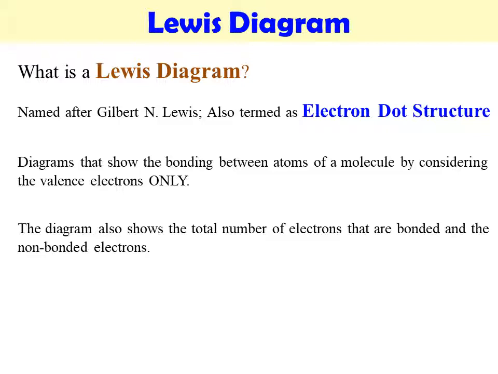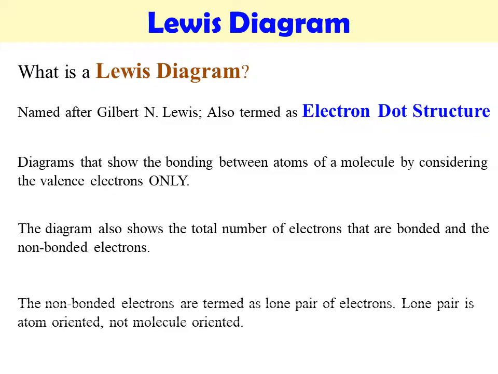That molecule can be a molecule of an element, or it can be of a compound. So for compound formation also, a molecule is formed. So there are bonds between atoms of a molecule of an element or a compound, whatever it is. The non-bonded electrons are also represented. The non-bonded electrons are termed lone pairs of electrons.